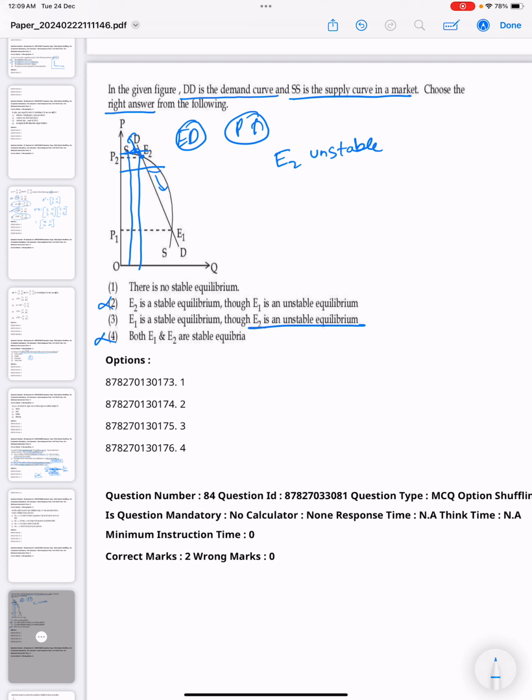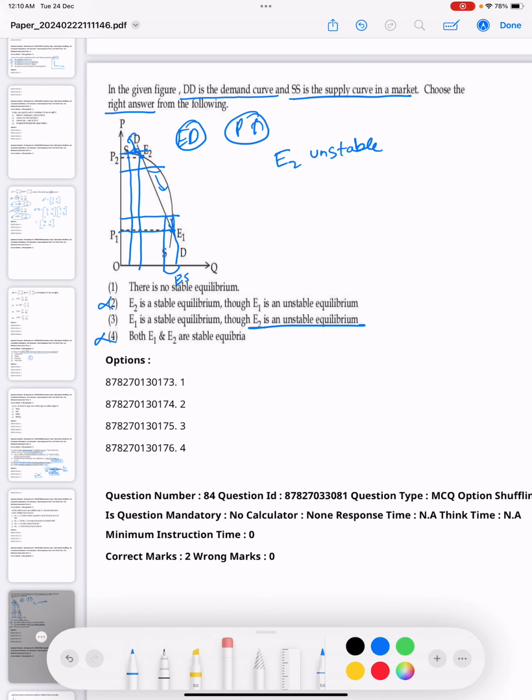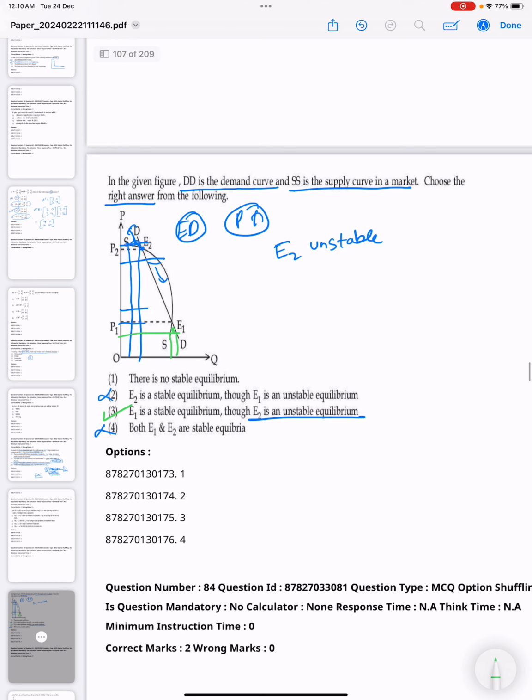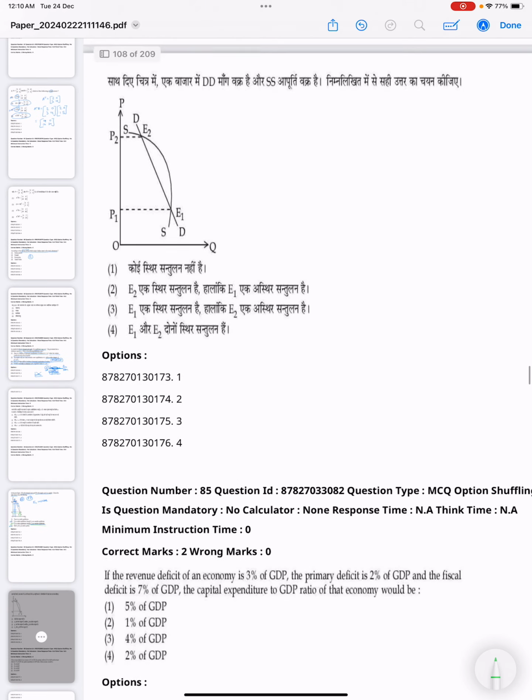E2 is an unstable equilibrium, and we need to check for E1. So for E1, at any price above P1, there is excess supply. This is the supply, this is demand, this is excess supply. So prices would fall, so we'll get back to here. And similarly, for any price lower than this, we have excess demand and prices would rise. So E1 is a stable equilibrium and E2 is an unstable equilibrium.